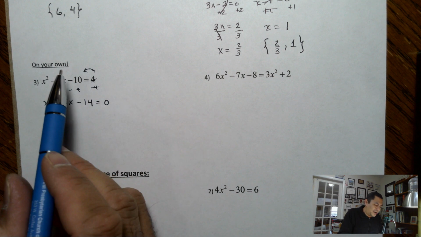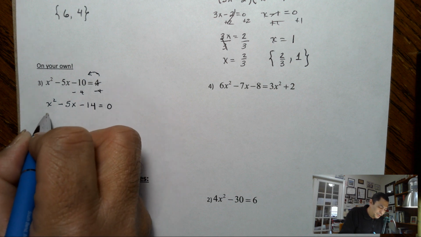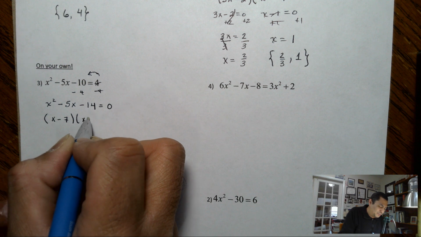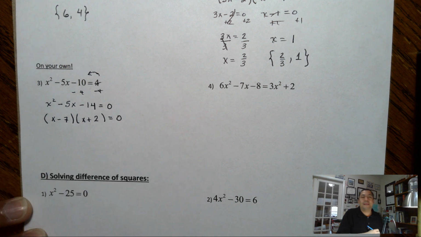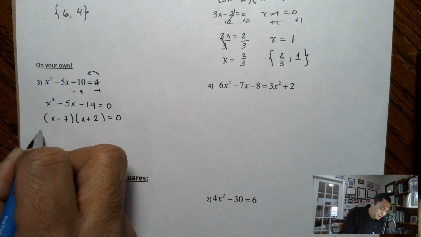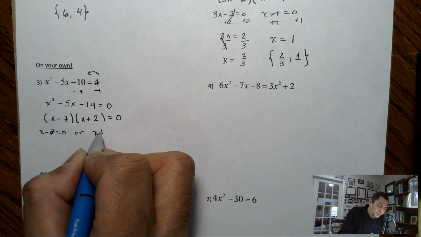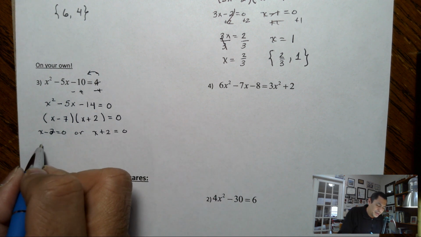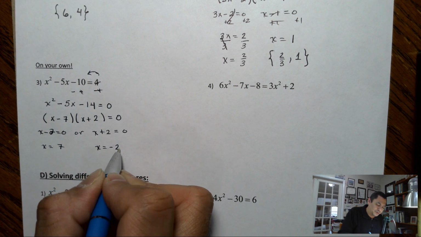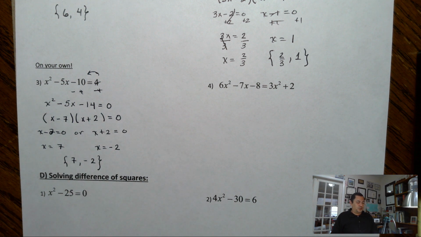If we factorize using the X-box method or whatever method you know, we're going to get that this one is (x minus 7)(x plus 2) equals 0. We split to apply the zero product property, so x minus 7 equals 0 or x plus 2 equals 0. So x is equal to 7 and x is equal to negative 2. So I have 7, comma, negative 2.